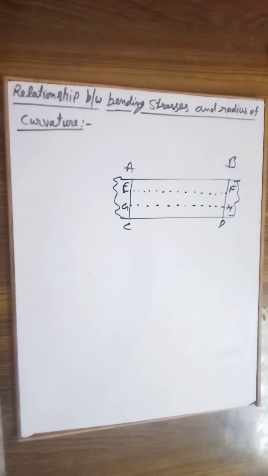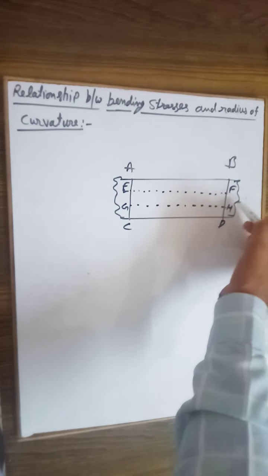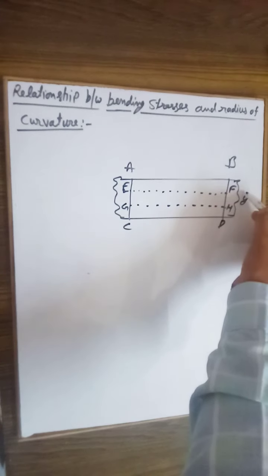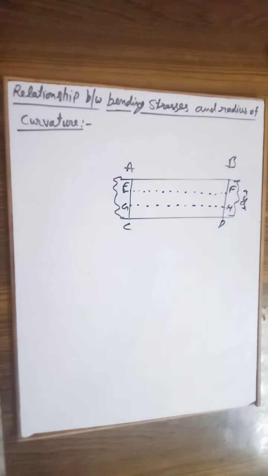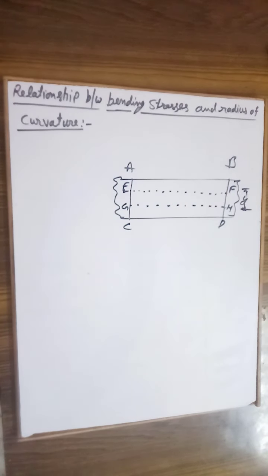If GH is the layer at distance y from the neutral layer or the neutral axis. So if we have considered this as neutral axis EF, this particular layer at a distance small y, we can say this as the small y distance in between these two layers. So the bottommost layer is this one. The CD is the bottommost layer, and GH is a layer at a distance y, which we have considered from the neutral axis EF.